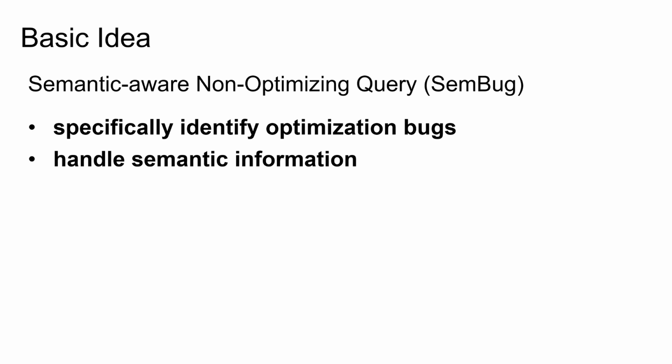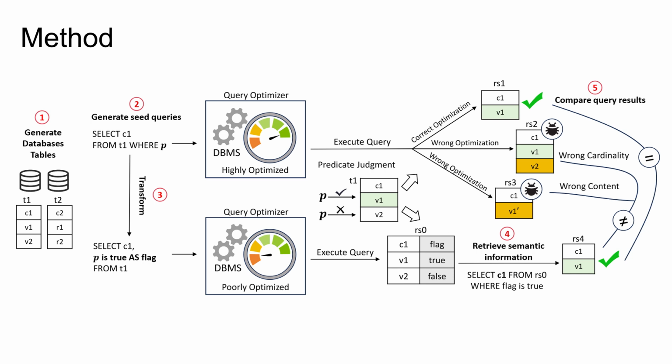To solve these problems, we came up with a new method we call SAMBUG. It stands for Semantic-aware non-optimizing query generation. SAMBUG is based on metamorphic testing. It can not only specifically find those tricky optimization bugs, but also handle semantic information. So how does it work? It happens in 2 main stages.